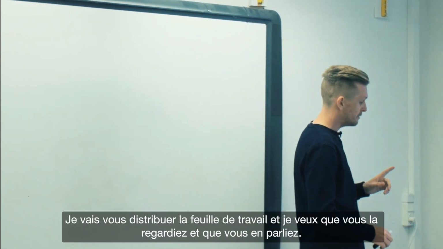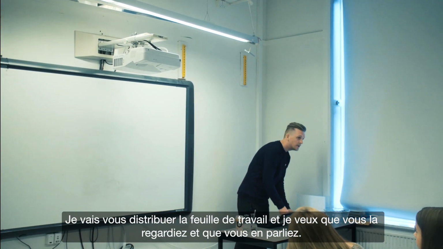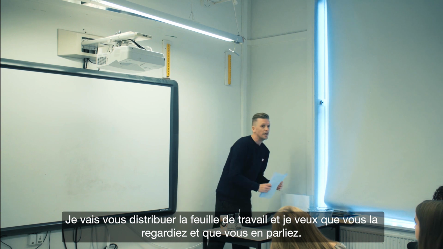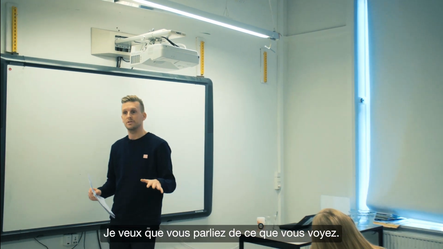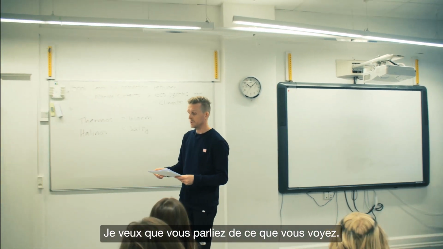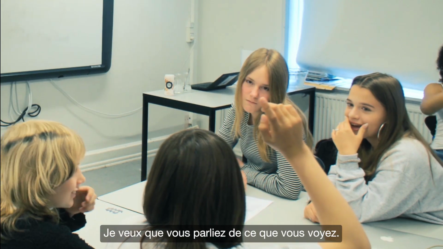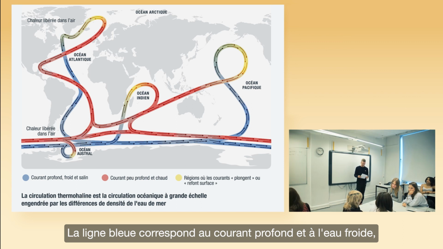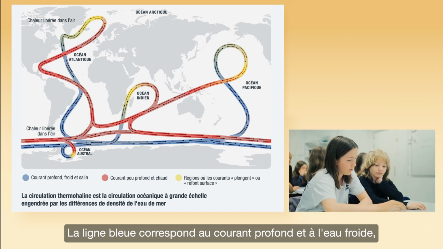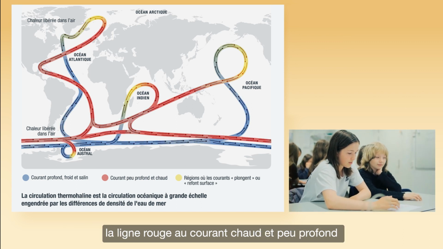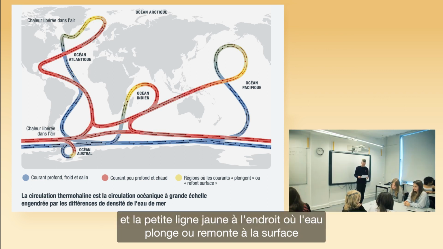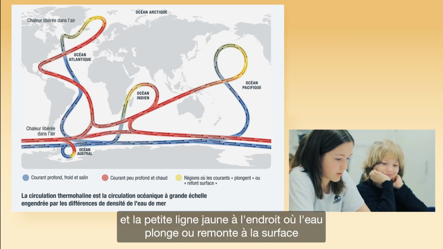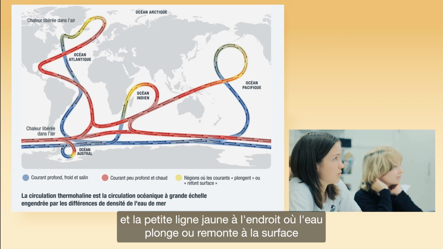each other. Now I'm going to hand out the worksheet here, and I want you to look at it and talk about it in the table groups that you're in. I want you to talk about what you see. Okay, so where the blue line is the deep current and cold water, and where the red line is the shallow and warm current. And then the little yellow is where it sinks or surfaces.